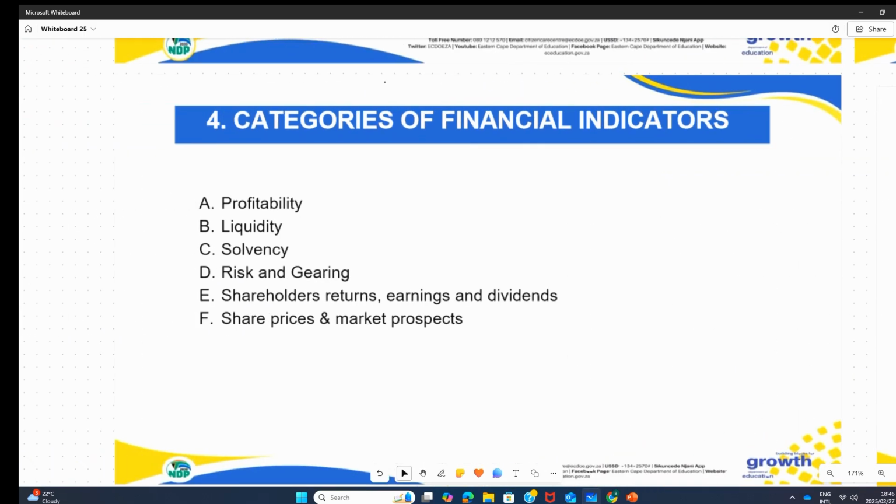Now let's look at the users of financial statements. As I said, these users of financial statements would be interested in the financial indicators of the business in order for them to make financial decisions. Each of these users of financial statements has their own reason as to why they would be interested in the financial statements. We are looking at all the categories of the financial indicators. Which ones have we looked at in this session? We have looked at profitability. We have looked at liquidity. We have looked at solvency.